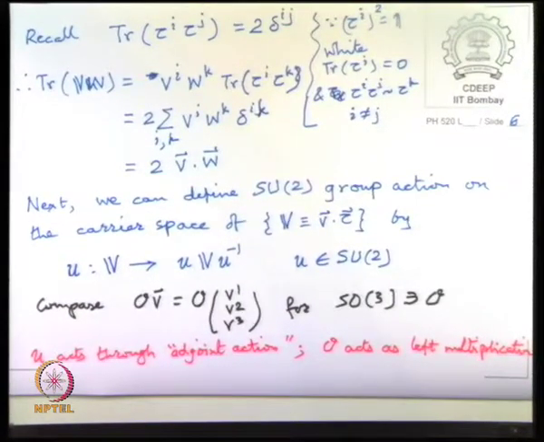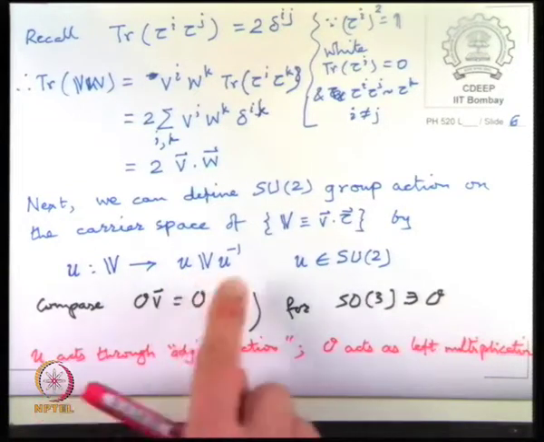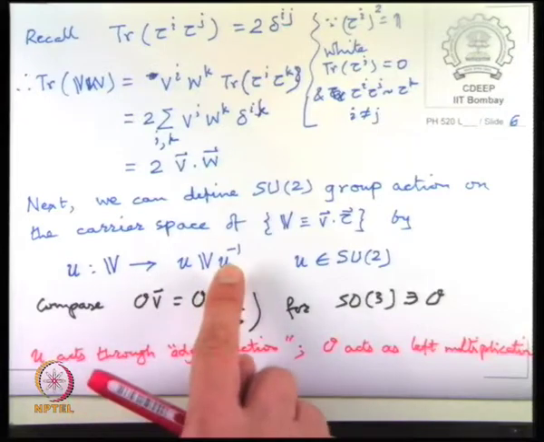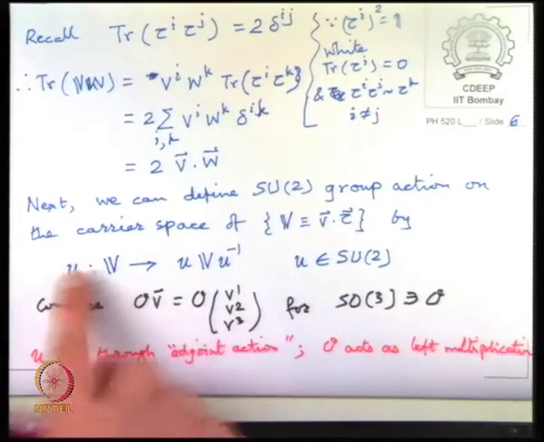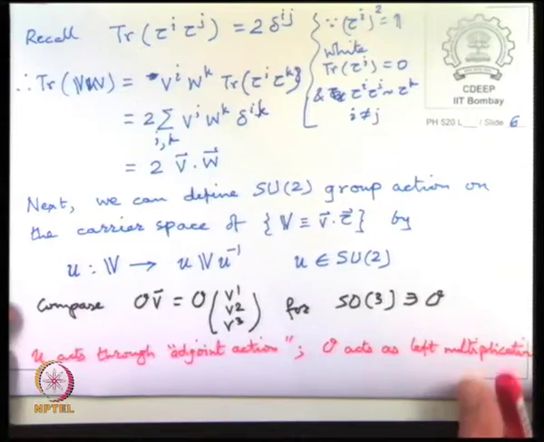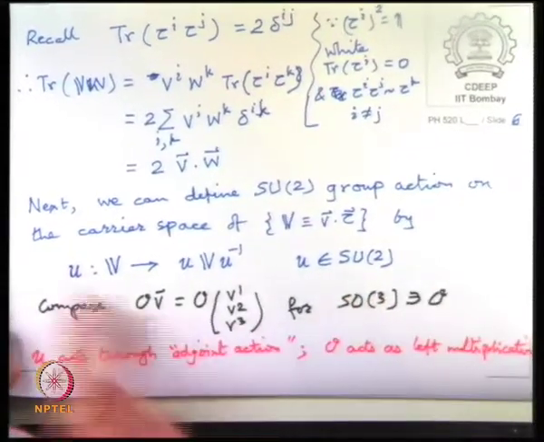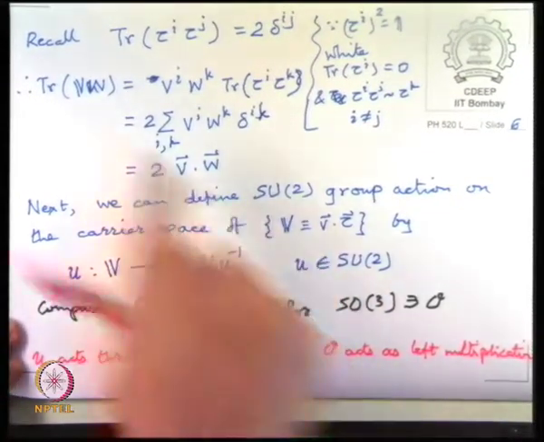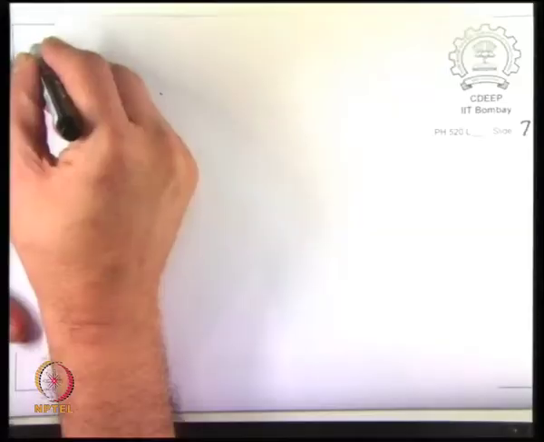So on the same carrier space, we can have both kinds of actions, either the left action by the real matrices O or the adjoint action, which looks like a similarity transformation by the SU2 matrices, and we check that the SU2 action preserves this trace operation.